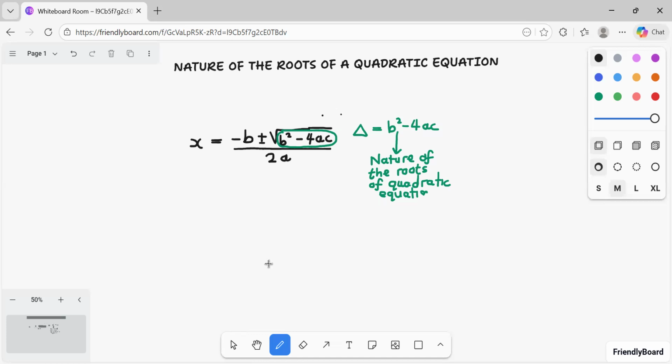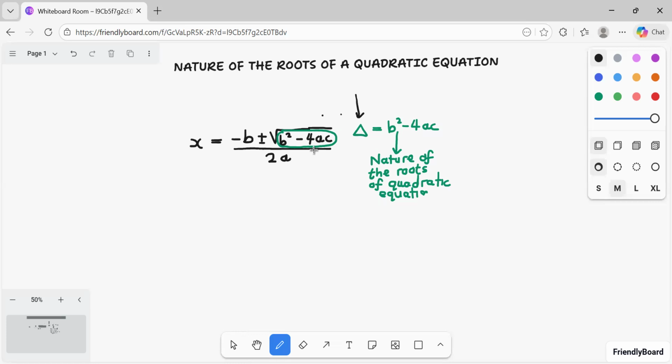We call it delta. All right. This is the symbol for delta. So delta is equal to b squared minus 4ac. The b squared minus 4ac is also known as delta.